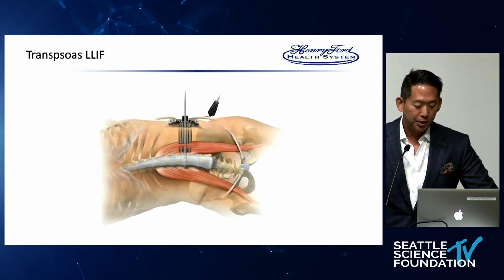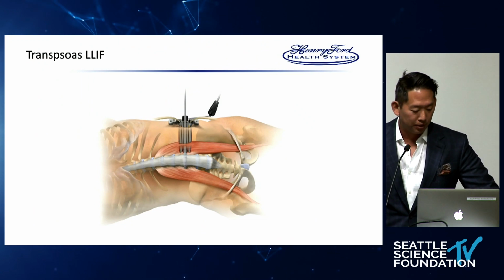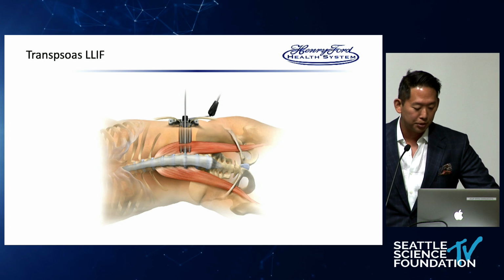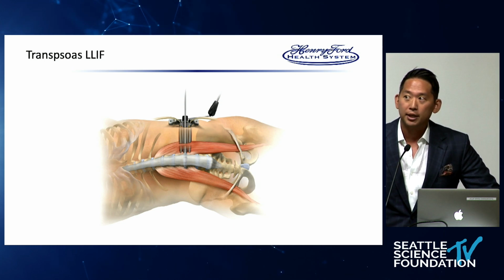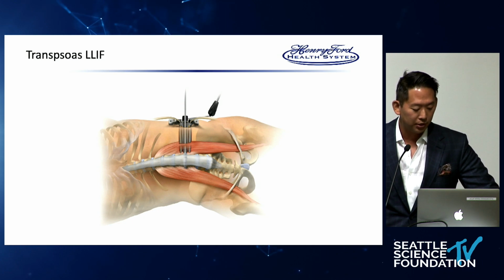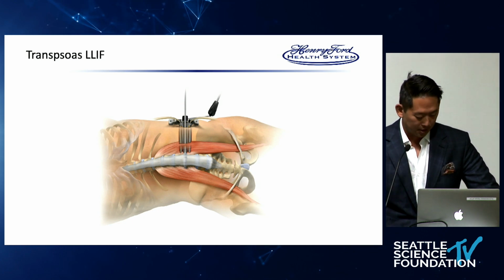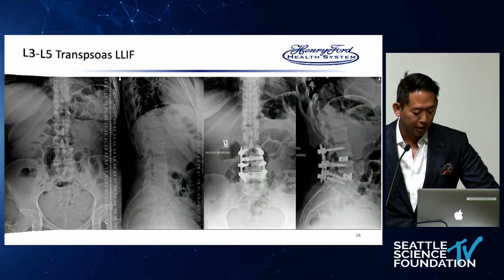So here's a diagram of our traditional trans-psoas approach. You have a retractor, some sort of bladed retractor that is docked into the psoas, and then you're accessing the disc space directly from a lateral trajectory.